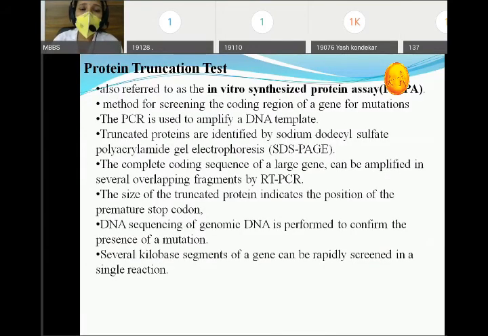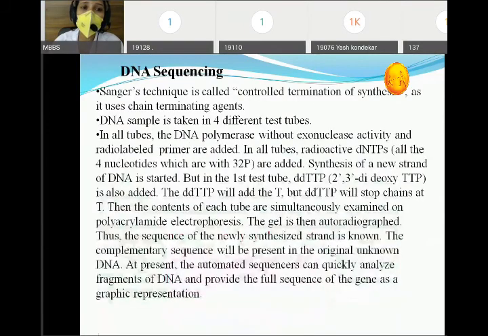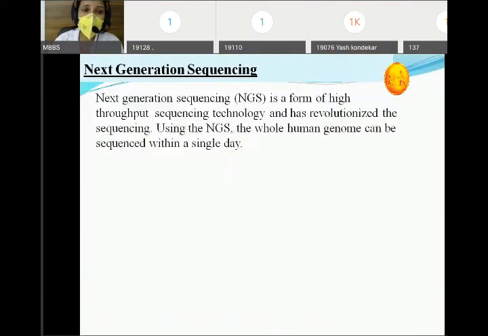Then another is the protein truncation test. It is not much useful to you. Just remember the name of this test. And then DNA sequencing, in which you can sequence the DNA base pairing. This is DNA sequencing. Then there is next generation sequencing. It is a form of high throughput sequencing technology, and with the help of this, the whole human genome can be sequenced within a single day. So it is next generation sequencing.